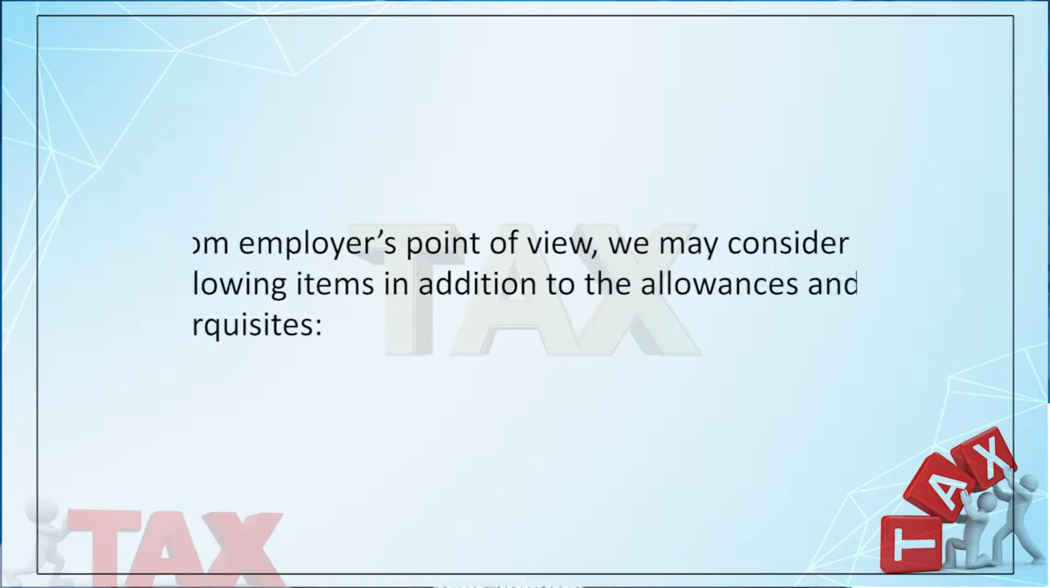Now, from the company's point of view, that is from the employer's point of view, we may consider certain items in addition to the allowances and perquisites. We know the salary includes allowances, perquisites which are allowed as deduction. Now, we may further consider certain items at the time of determination of salary. The company may get the advantage of deduction of such items.